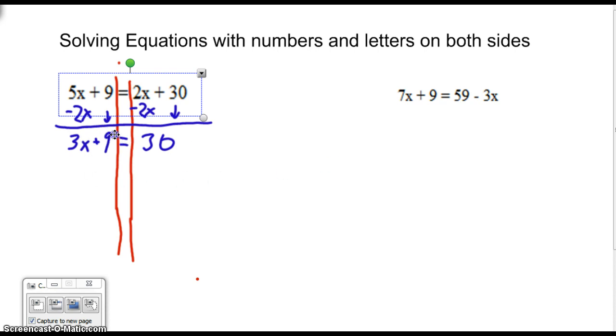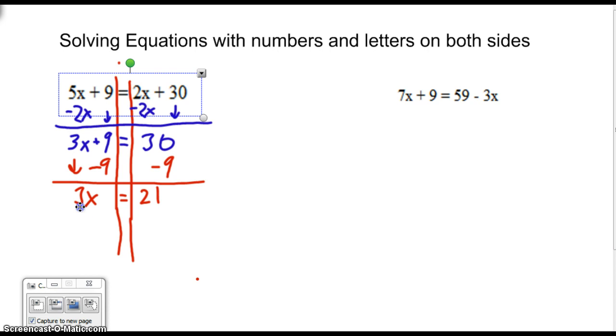So now my next step is, since I have my x's on the left, I need to get my numbers on the right. So the 9 is in the wrong spot. So I'm going to subtract 9 from both sides. So the 3x comes down, and I have 3x equals 21.